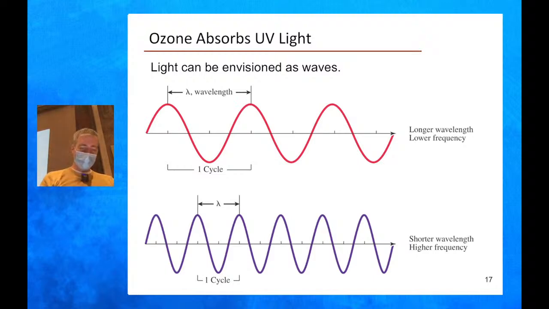And we can define a wave by a number of factors, one of them being the wavelength, which is the distance between two peaks, or the distance between two troughs, same thing. So the top wave, the red one, would be one with a longer wavelength than the one below. It's got a shorter wavelength. The shorter the wavelength of the light, the more energy it has. The more energetic, the more energy is packed into each particle of light, where a particle of light is called a photon.